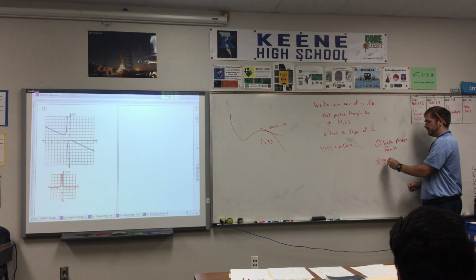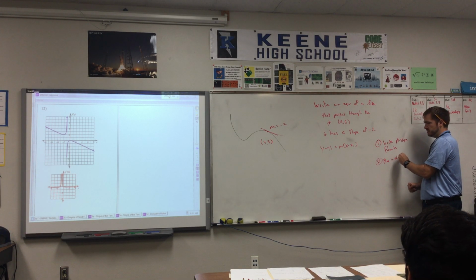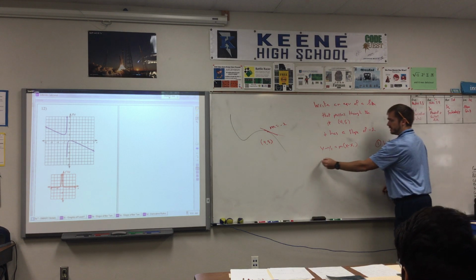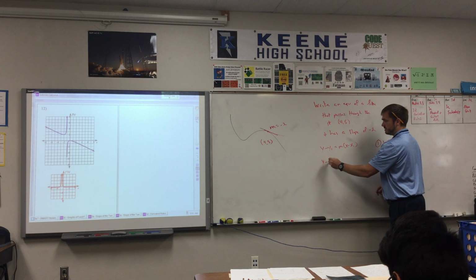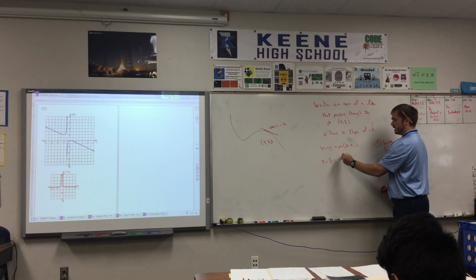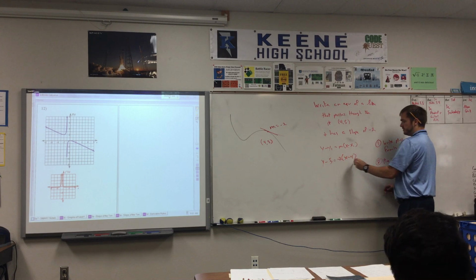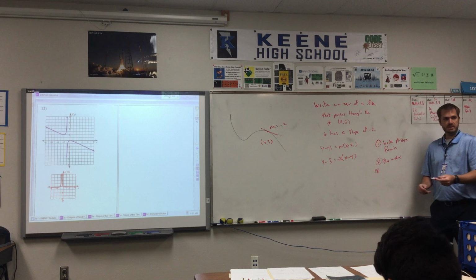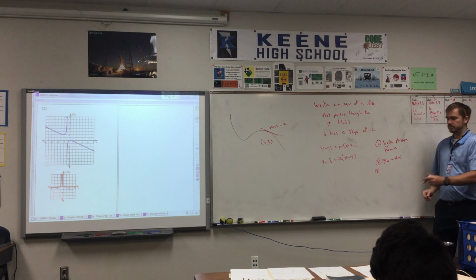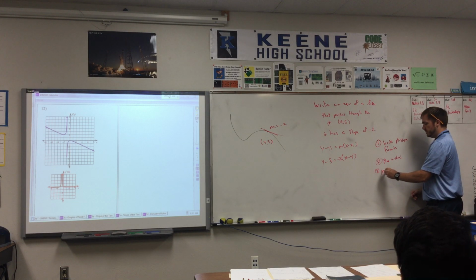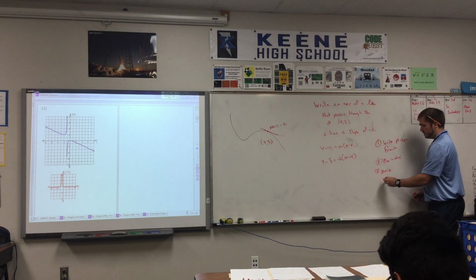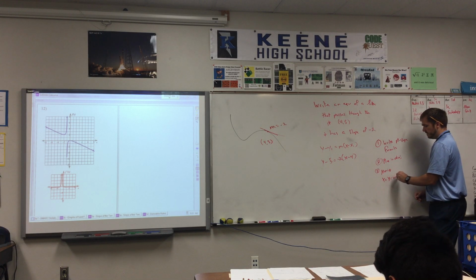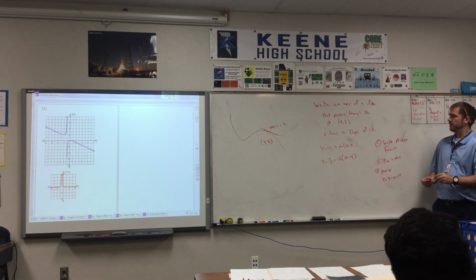And then you said plug in values, right? So we would plug in, so y minus, in this case, 5 equals -2 times (x minus 4). And step 3 would be manipulate to y equals mx plus b form.